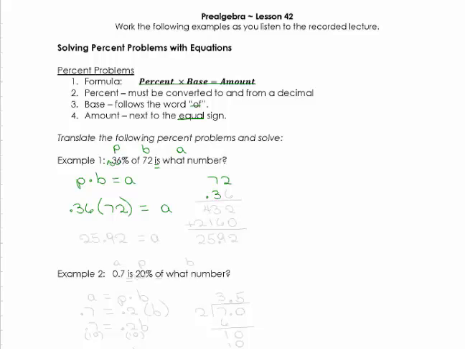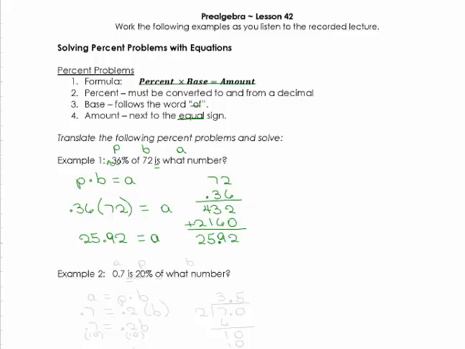72 times 0.36. 6 times 2 is 12. 6 times 7 is 42, plus 1, 43. Put down a 0, multiply times my 3. 3 times 2 is 6. 3 times 7 is 21. Let's add those 2 together. We have 2. 3 and 6 is 9. 4 and 1 is 5. And 2. And 2 decimal places have to be in my answer. So A, the amount, is really equal to 25.92. So 36% of 72 is 25.92.